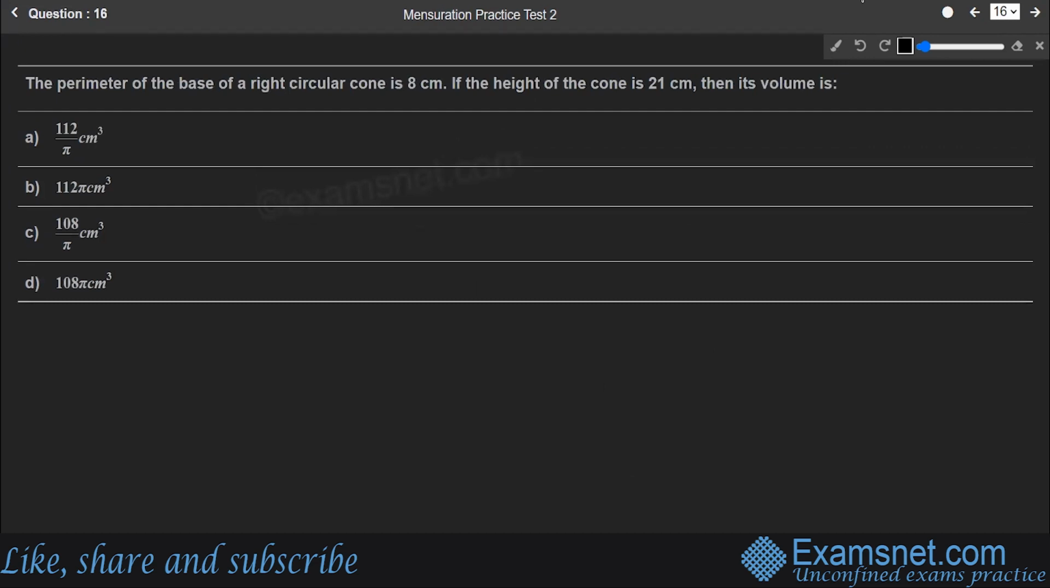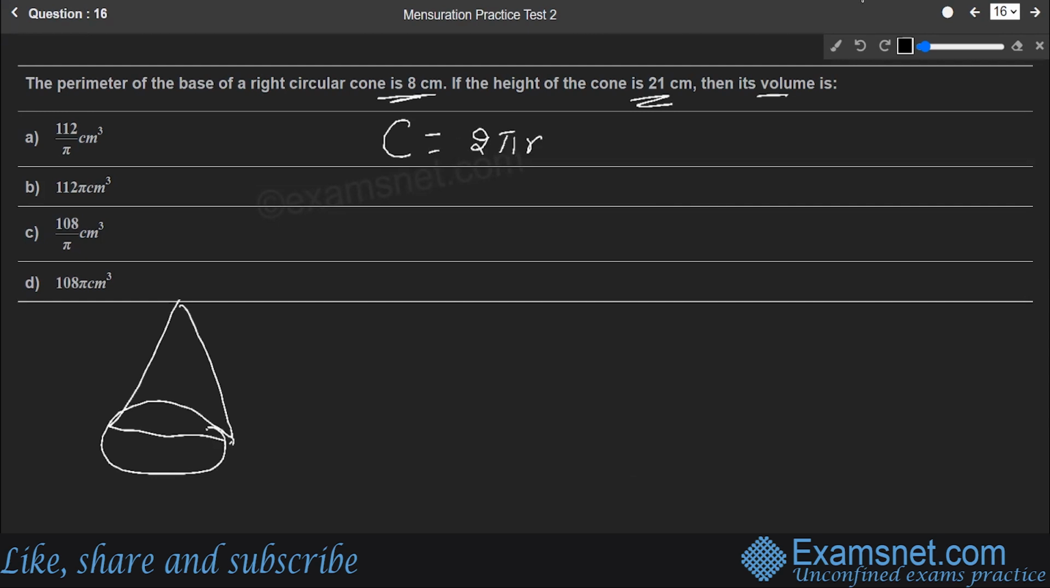The perimeter of the base of a right circular cone is 8 centimeter. If the height of the cone is 21 centimeter, then find its volume. Perimeter of a right circular cone means the perimeter of the base. So this is how the cone looks like. The base of a cone is always a circle, so the perimeter of a circle is nothing but the circumference of the circle. The circumference is given by 2 pi r, which is given here as equal to 8 centimeter. So we can find out the radius using this. Radius can be calculated to be 8 divided by 2 pi, which is nothing but 4 by pi.